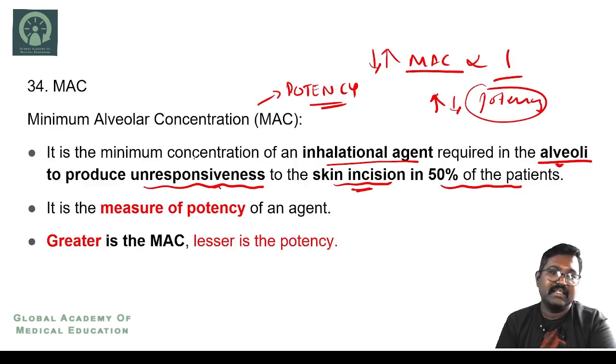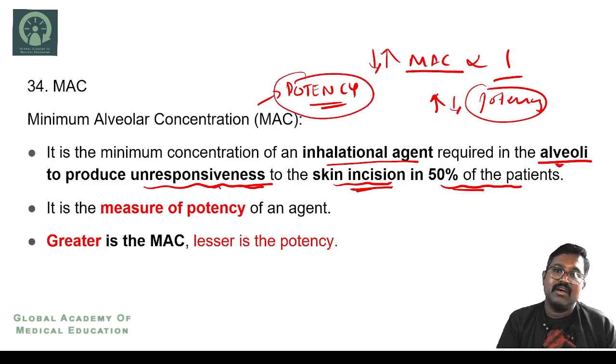Next you have a MAC, which is a minimum concentration which has to be present in the alveoli to produce unresponsiveness to the skin incision in 50% of the patients. So basically it is a measure of potency and it is inversely proportional. The greater the MAC, the potency will decrease. So this was about the discussion on the maximum number of pharmacology recall from the FMGE Jan 2023.